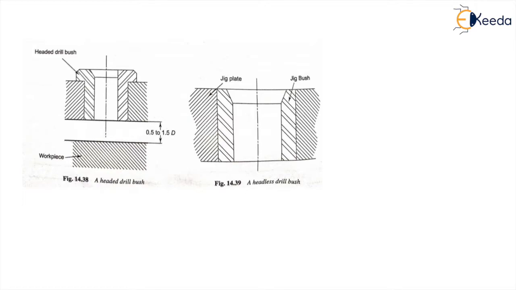So actually this type of bushes, or special drill bushes, are used when there is side thrust on the drill for making the hole on an inclined surface. The inclined diagram I have not shown here. Okay, so you can only keep it in mind, this headed and headless bush used in the drill jig.